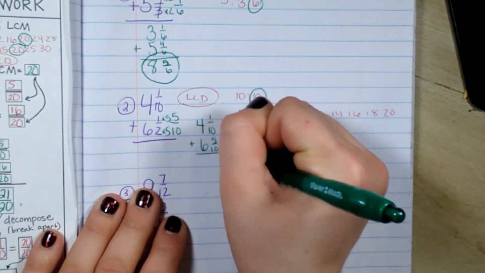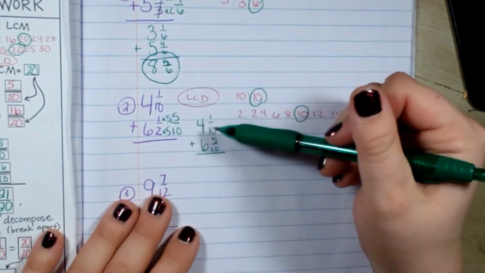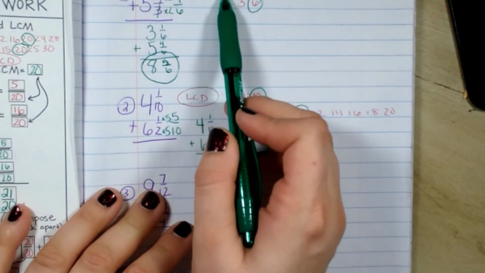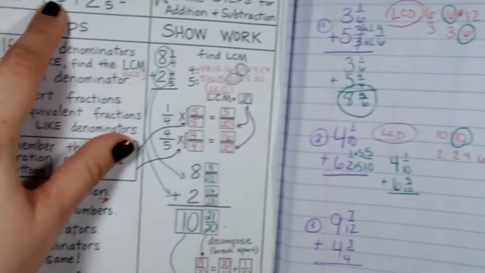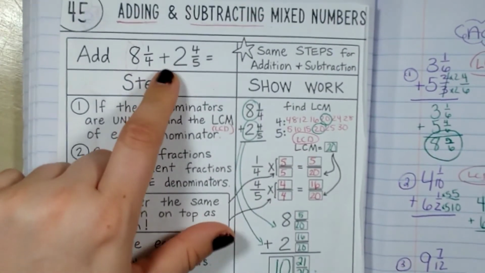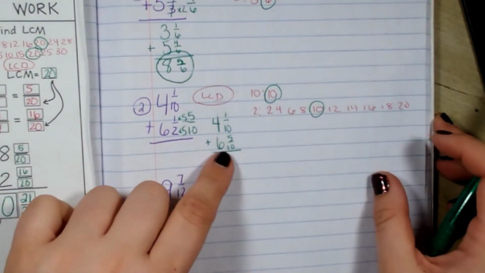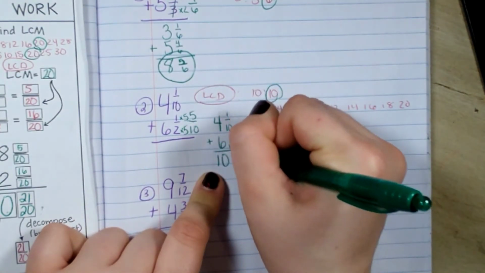Now, I like to write it like this instead of across because it allows me to line up my fractions and my whole numbers. I don't like to do it across like this over here because I can't line up the things that I need to be adding. Okay, so this would be 10 6/10.